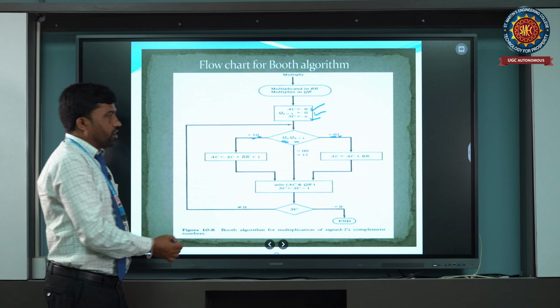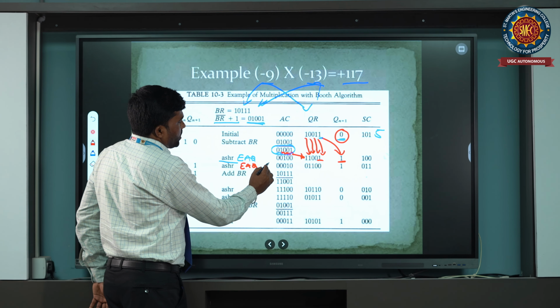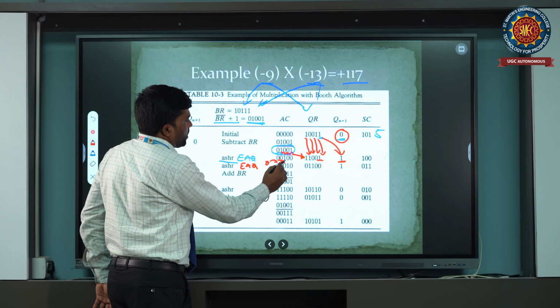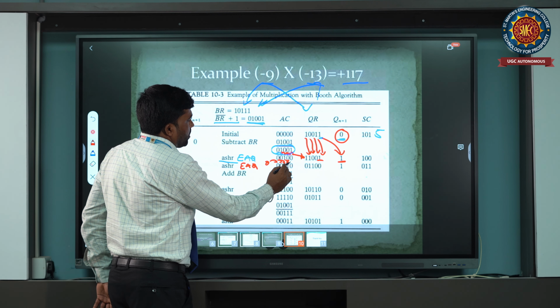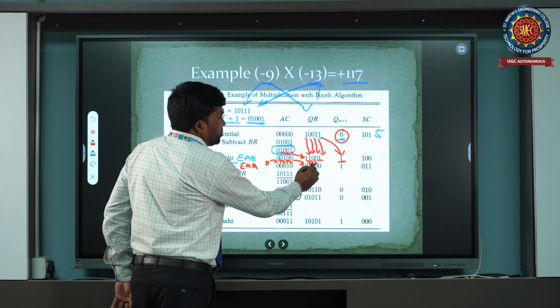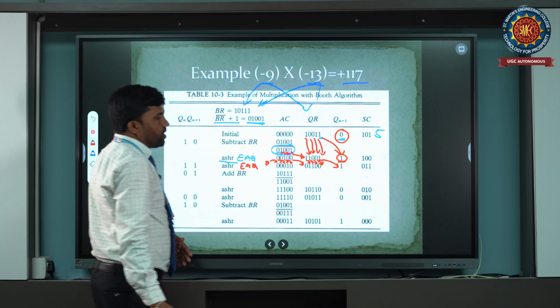Next, what is Qn plus 1? Qn plus 1 is 1, and Qn is 1. Both 1 means we can do a direct arithmetic shift right of EAQ. Here 0 will be added to the first bit, and then the remaining bits each move one place to the right, and the last 1 is discarded.